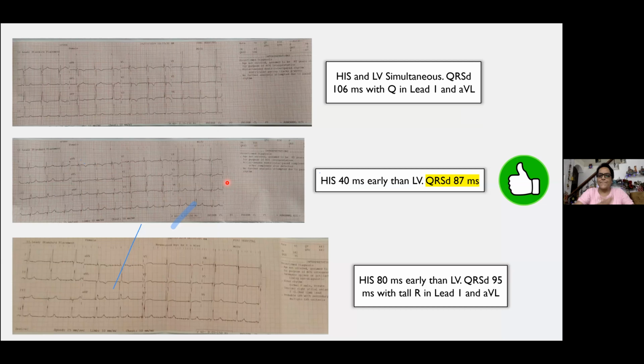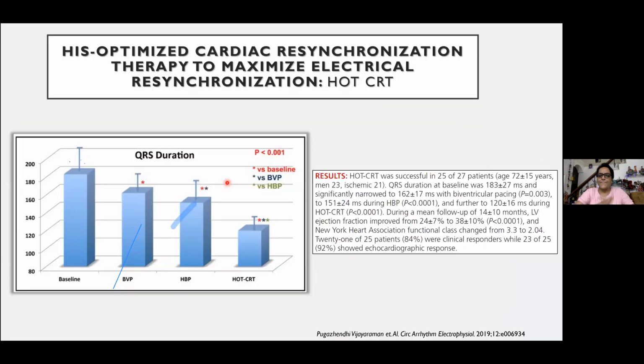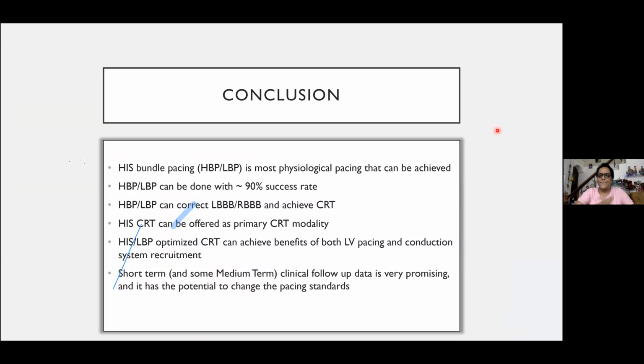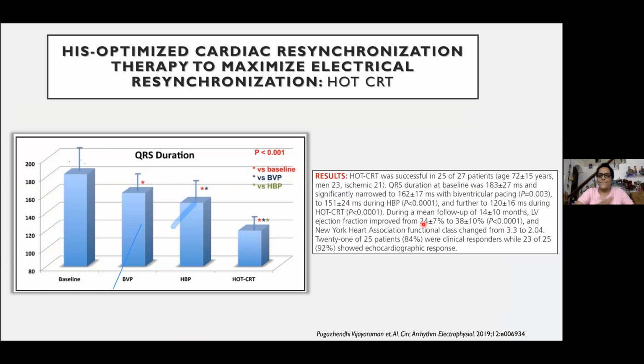But if we are getting a suboptimal response with either left bundle pacing or His bundle pacing, we definitely go for a HOT CRT or a LOT CRT. It saves your day. We have had cases where we normally would not have thought of getting a QRS of 130, 120 or 110 milliseconds, and we were able to get such QRS. This paper is already published. The published paper is of HOT CRT, mind you.